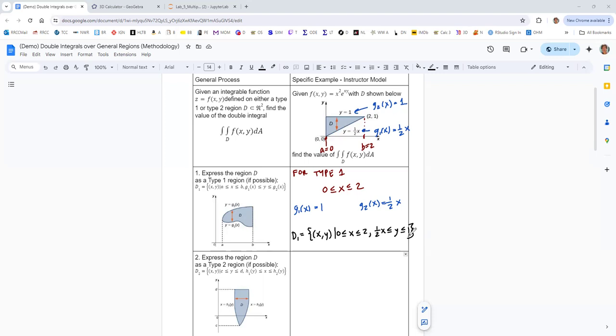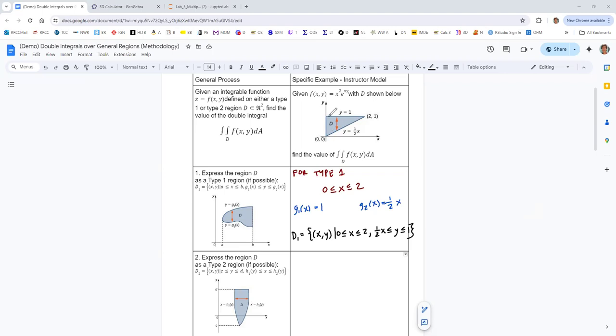So if you find it works better, you could then set the integral up right away here. I have us, while we're still looking at this picture both ways, find the type two region. But feel free to adapt based on your learning preferences. And so we see that in the picture. With the type two region, we're thinking of the left and right boundaries being functions of y. The left is h1 of y and the right is h2 of y.